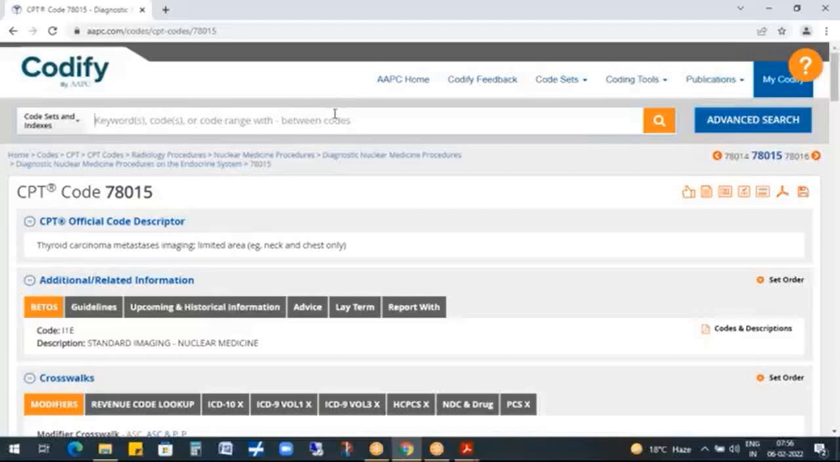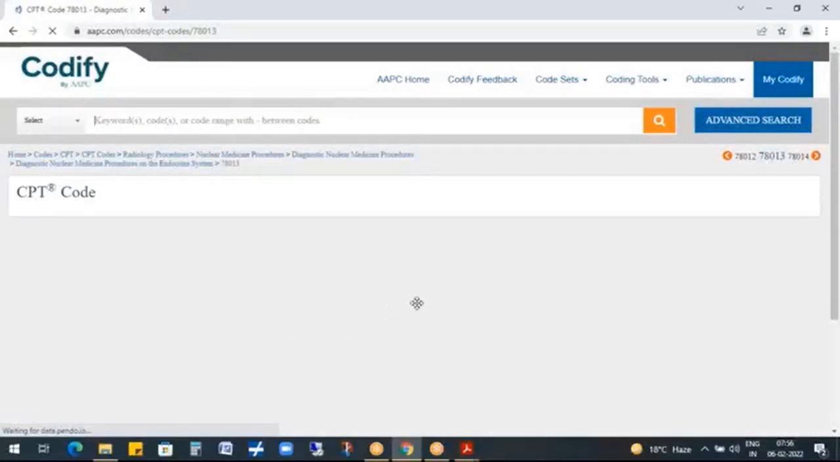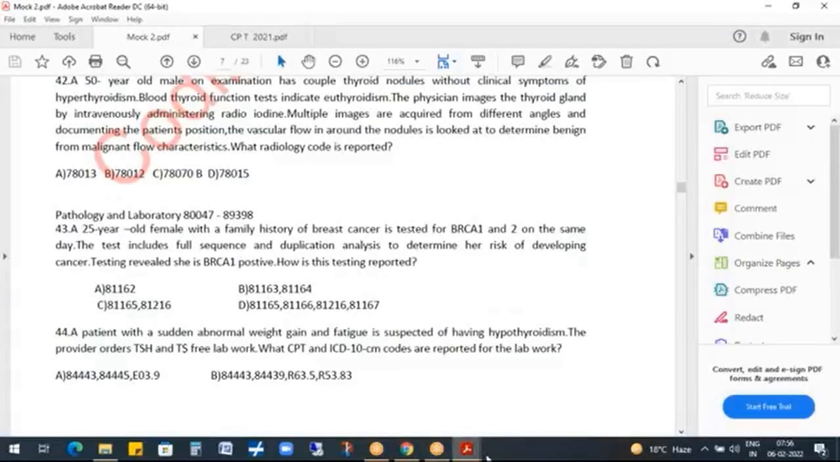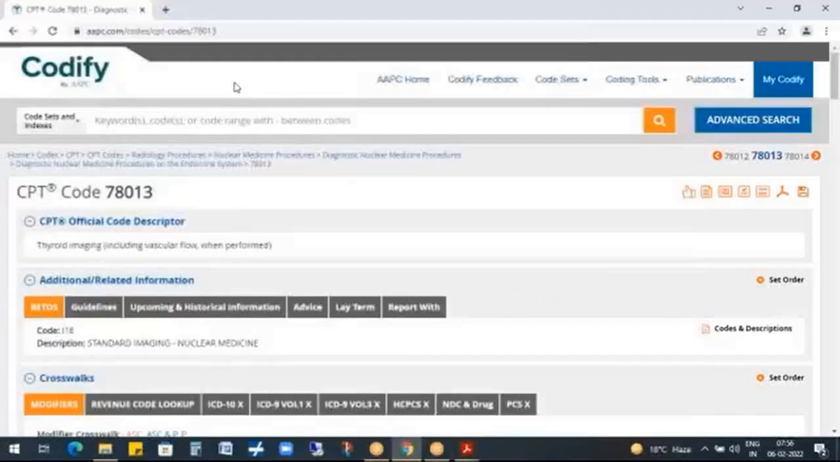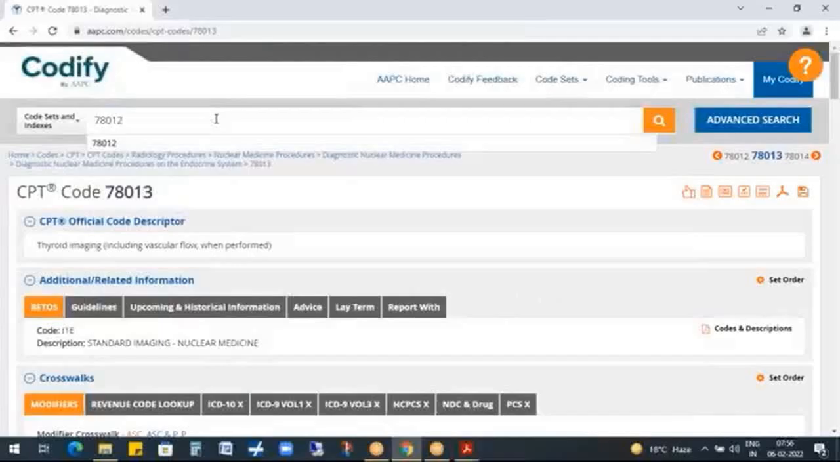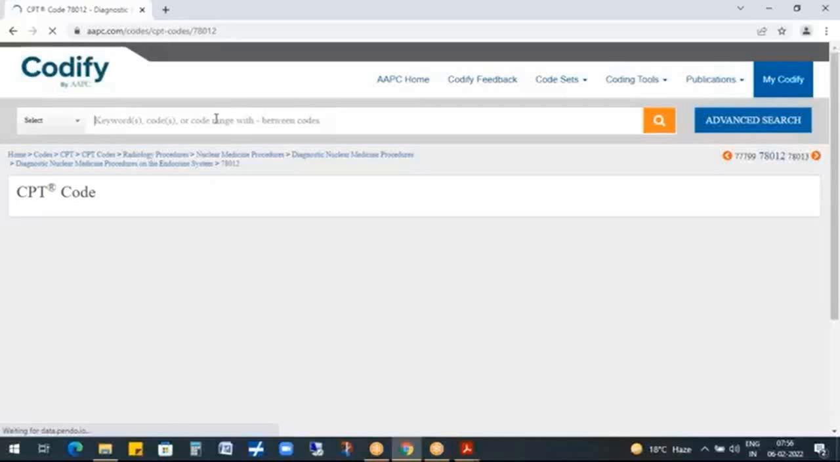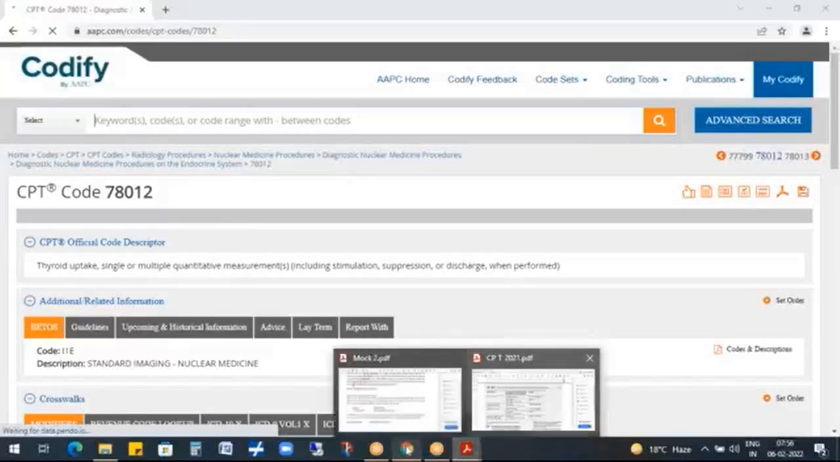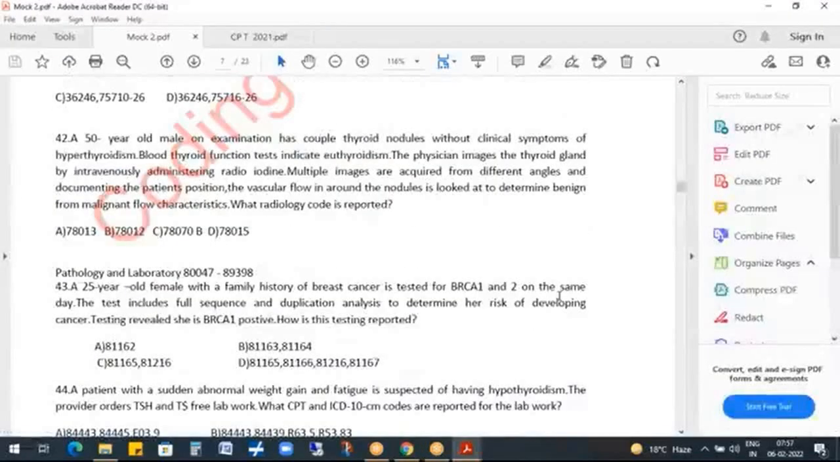How many of you coded 78015? No one coded 78015. Everyone coded 78013 only. Yes, sir, 78013, it's the first flow. We coded 78013, sir, but after seeing the key, we got confused between 13 and 15.